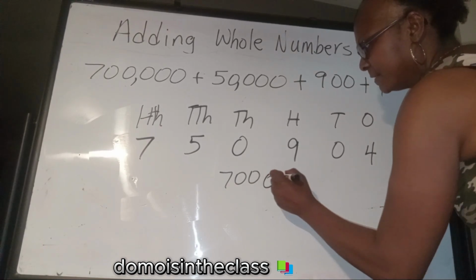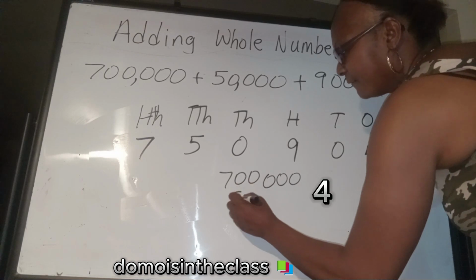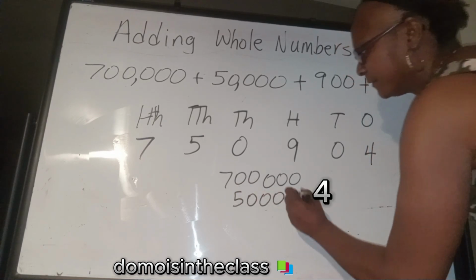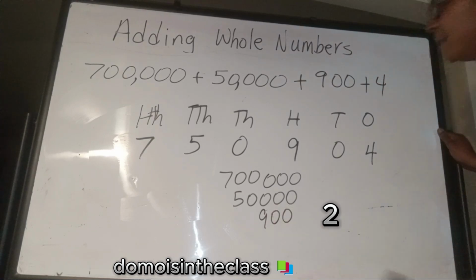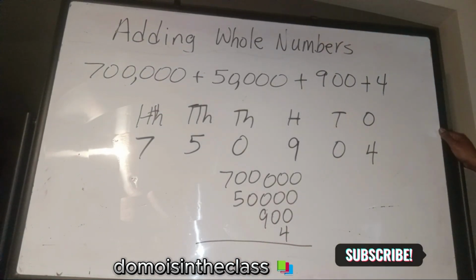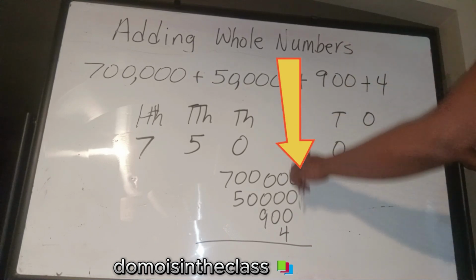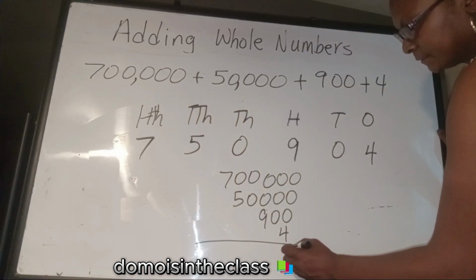So we got the 700,000. So that should be 5 zeros behind the 7. We got a 50,000, so that should be 4 zeros behind the 5. We got a 900, so that should be 2 zeros behind the 9. And we just have a 4. We're going to add that up. So when we have all zeros, and then we have a 4, it's how much? We have a 4. Yeah.